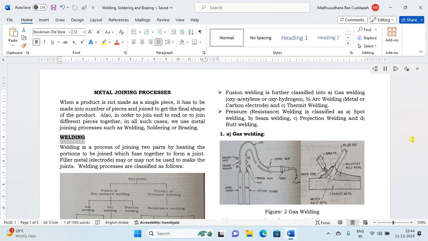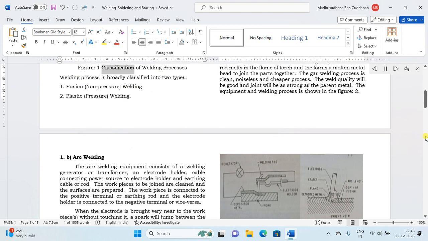Welding. Welding is a process of joining two parts by heating the portions to be joined, which fuse together to form a joint. Filler metal, electrode, may or may not be used to make the joints. Welding processes are classified as follows. Figure 1. Classification of welding processes.